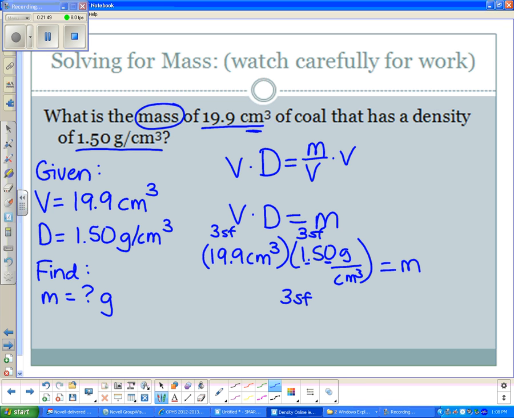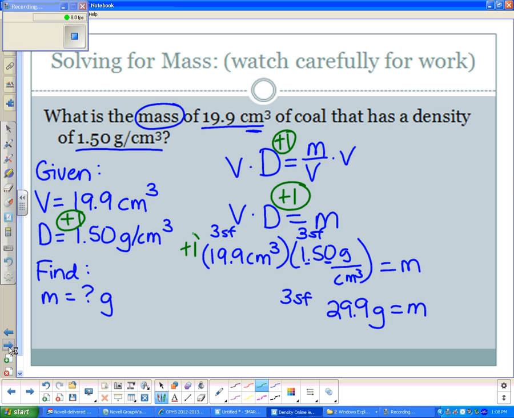We will take our 19.9 and we're going to multiply that by our 1.50 and we get 29.9 grams equals our mass. Now, for those of you keeping track of those point totals, 1 point here for our given and find, 1 point for the original, 1 point for turning it around, 1 point for plugging it in, and then 3 down here once again for the answer, the sig figs, and the unit.